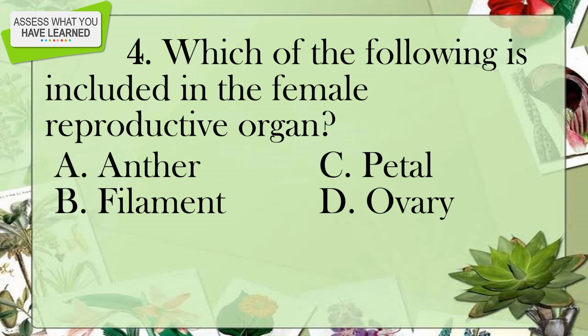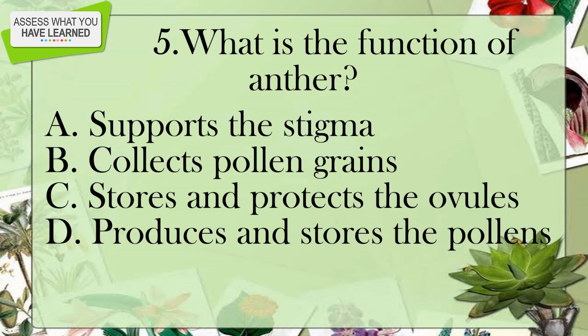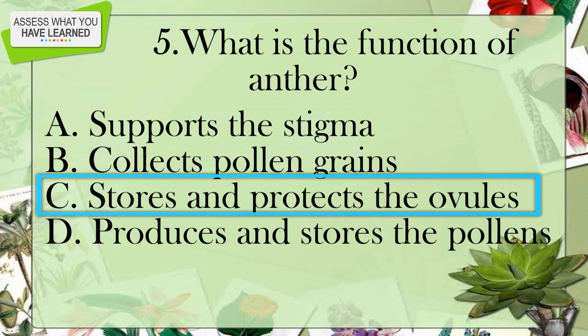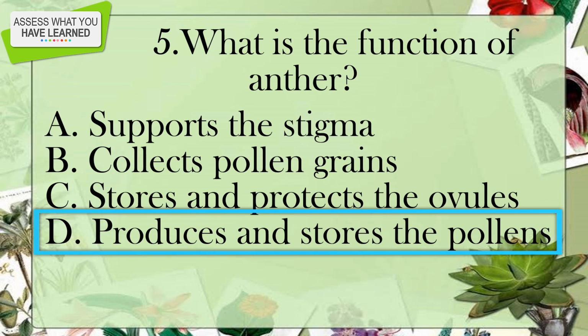Number 4. Which of the following is included in the female reproductive organ? A. Anther. B. Filament. C. Petal. D. Ovary. Number 5. What is the function of anther? A. Supports the stigma. B. Collects pollen grains. C. Stores and protects the ovules. D. Produces and stores the pollens.